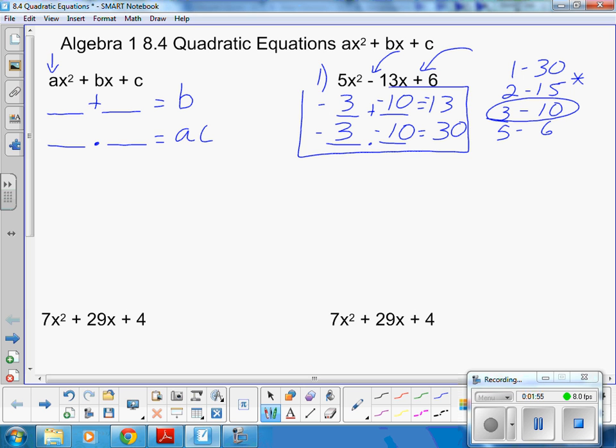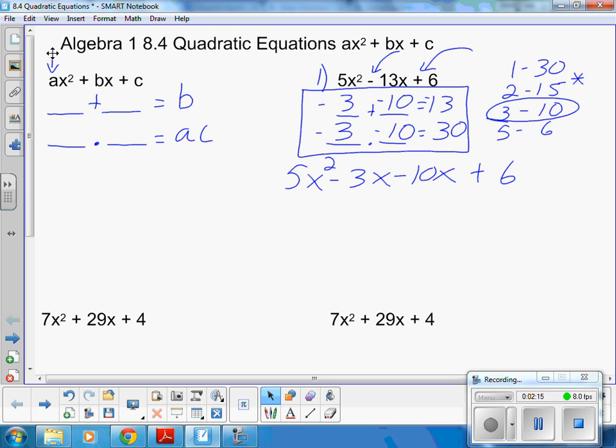This part right here is going to be the hardest part. Once you get that figured out, now I have this. Watch carefully. 5x squared minus 3x minus 10x, and then plus 6. So let's take a look here. The 5x squared, you know where that came from. The minus 3 and the minus 10 is from here. And my plus 6, that goes back to the original equation.